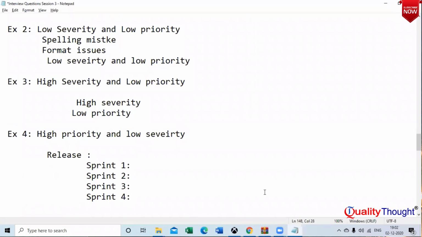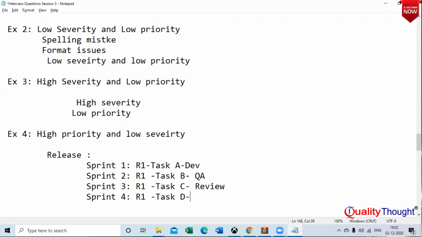For example, in sprint 1, we are doing requirement 1, task A, that is development. In sprint 2, for the same requirement, task B, we are doing testing. In requirement 1, we are doing task C, that is, for example, review. For the same requirement, in some kind of fourth sprint, we are going for deployment.